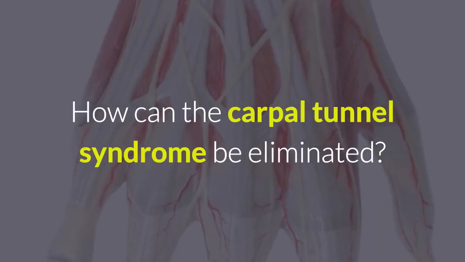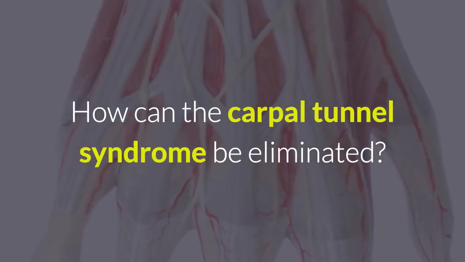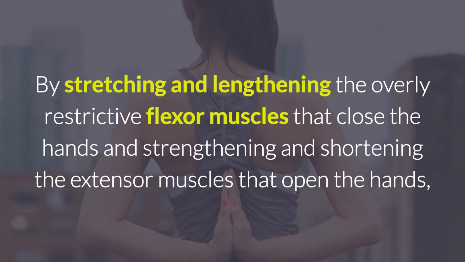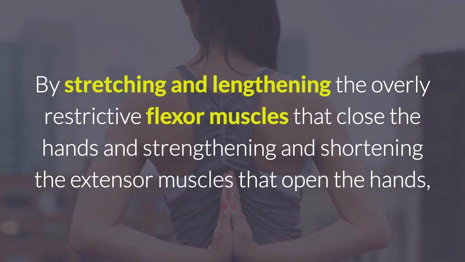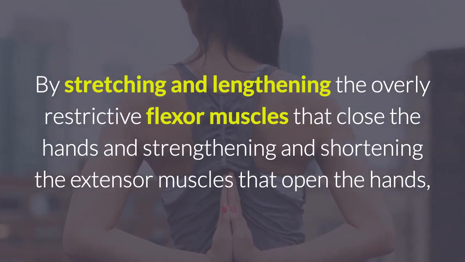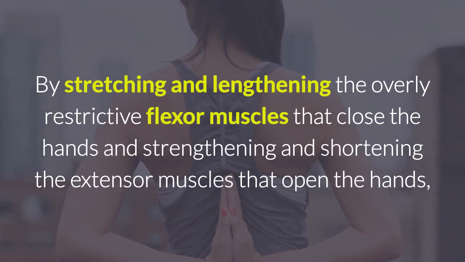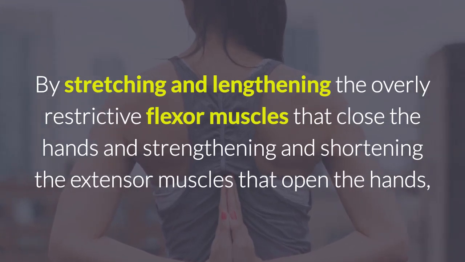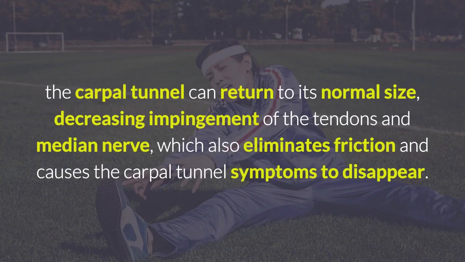So how can the carpal tunnel syndrome be eliminated? By stretching and lengthening the overly restrictive flexor muscles that close the hands and strengthening and shortening the extensor muscles that open the hands, the carpal tunnel can return to its normal size, decreasing impingement of the tendons and median nerve, which also eliminates friction and causes the carpal tunnel symptoms to disappear.